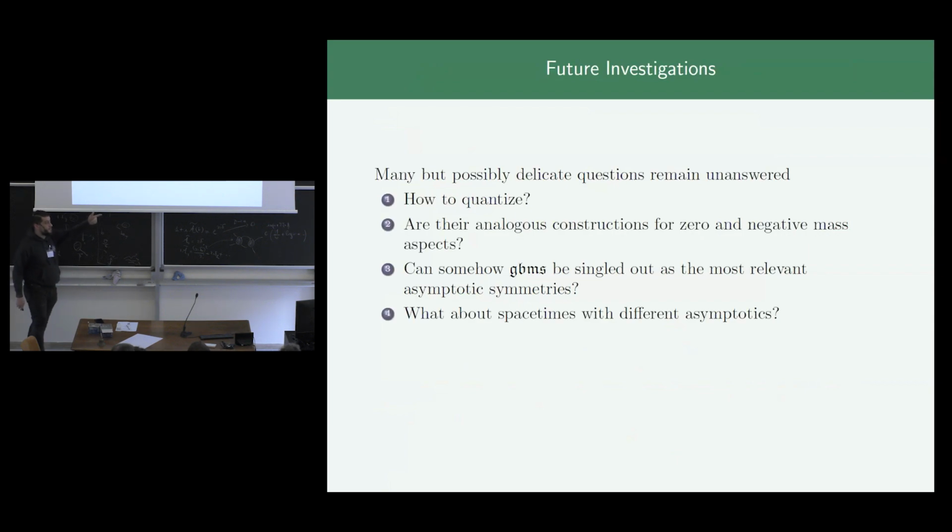Some future directions: most importantly, how to quantize. I mentioned that this is true for the strictly positive area form. I haven't explained how the Poincare can be embedded inside GBMS, but it works for any metric, not necessarily the round one. But the thing that I explained is the analog of the massive representations. So the question is, what are the analogs of zero and negative mass representations? Somehow using this, GBMS can be singled out, maybe. And what about other asymptotic symmetries? I'm not sure whether there is consensus about whether they're algebroids, whatever. Okay, great, thank you.